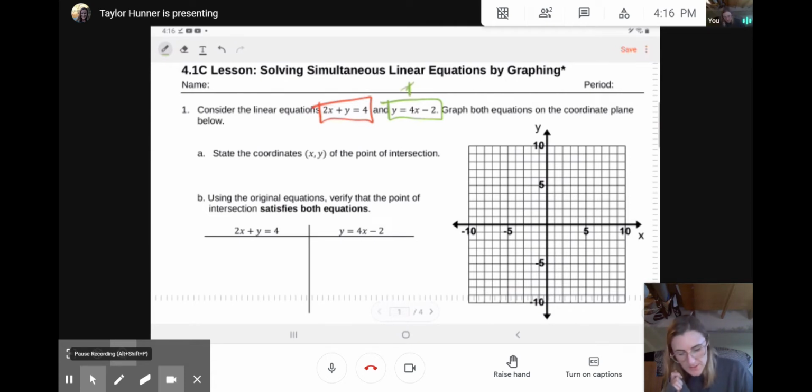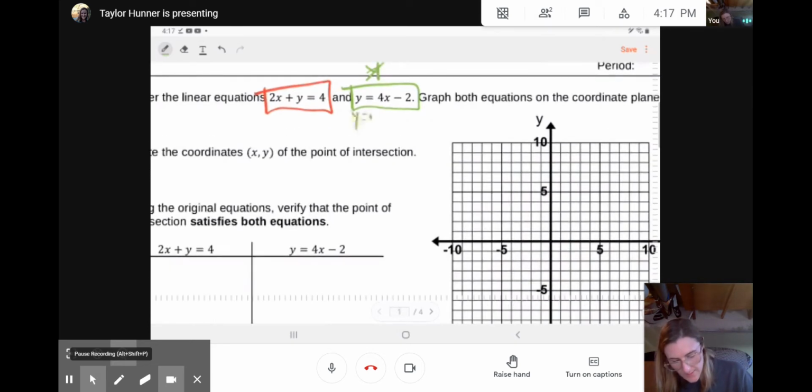I'm going to start with just this one just because it's already in slope-intercept form for us. y equals 4x minus 2. Remember, y equals mx plus b. This is my y-intercept. That's where I start my graph. In this case, I'm going to start my graph right at -2.